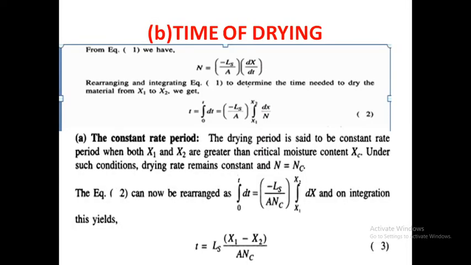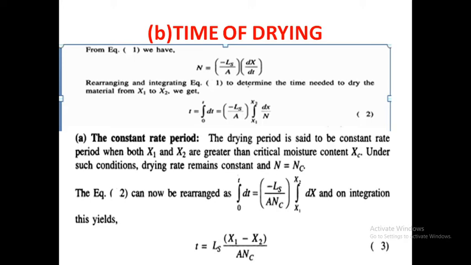Second one, time of drying. From equation 1, what is equation 1? Capital N is equal to minus Ls by A dX by dt. So rearranging and integrating equation 1 determines the time needed to dry the material from initial moisture content capital X1 to final moisture content capital X2. So here rearrange or separate: dX on one side, dt on the other side.